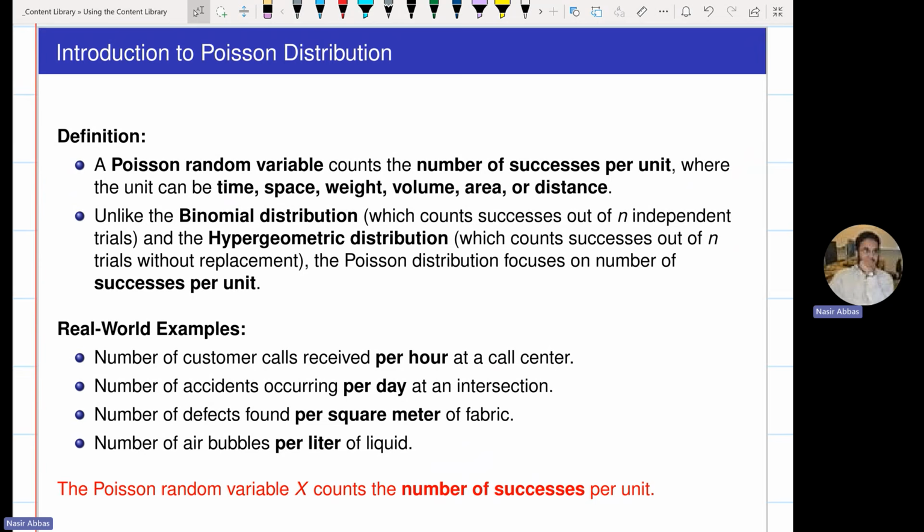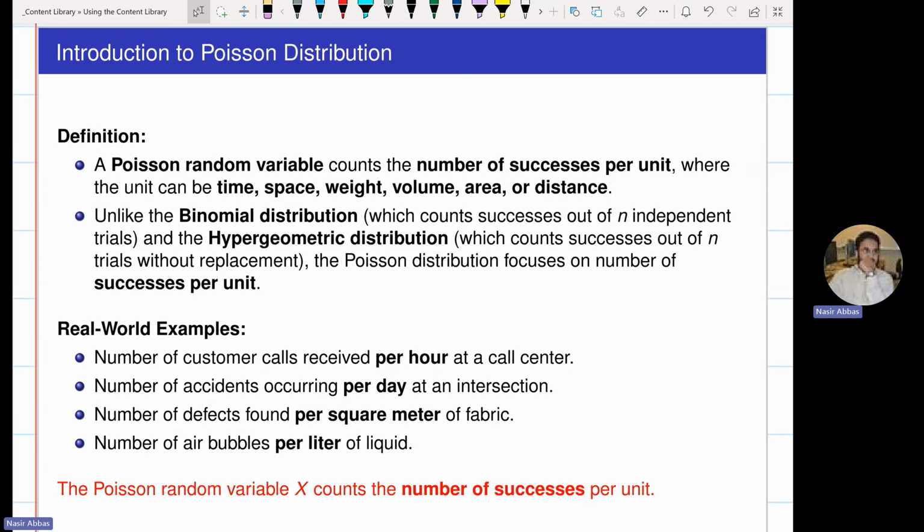Whenever you say per unit, that's Poisson. Any unit. The unit can be time. The unit can be space. The unit can be weight. It can be volume, centimeter cube. It can be area. Volume is centimeter cube, and area is centimeter square. Or it can be distance, meters, kilometers, centimeters, whatever.